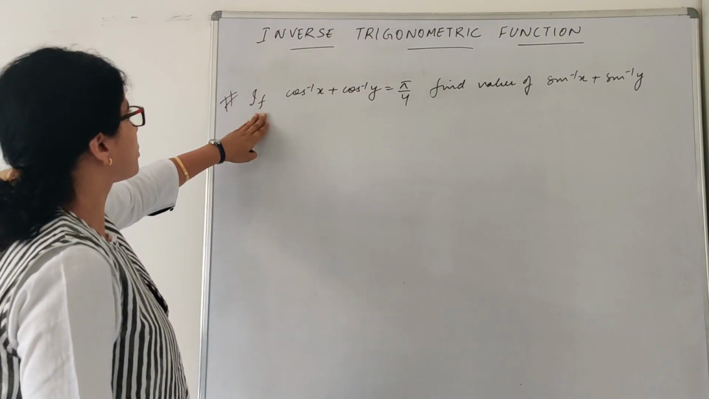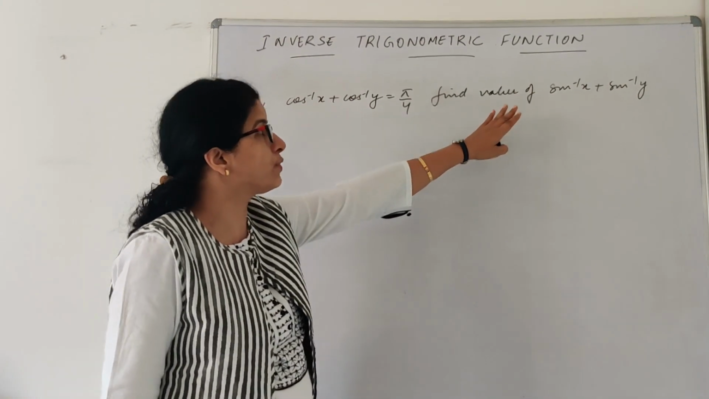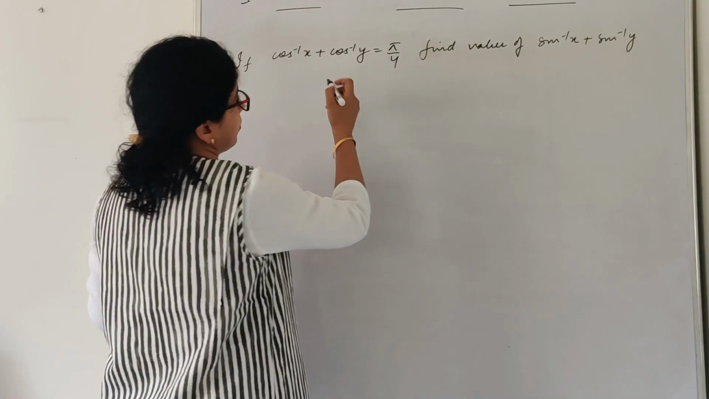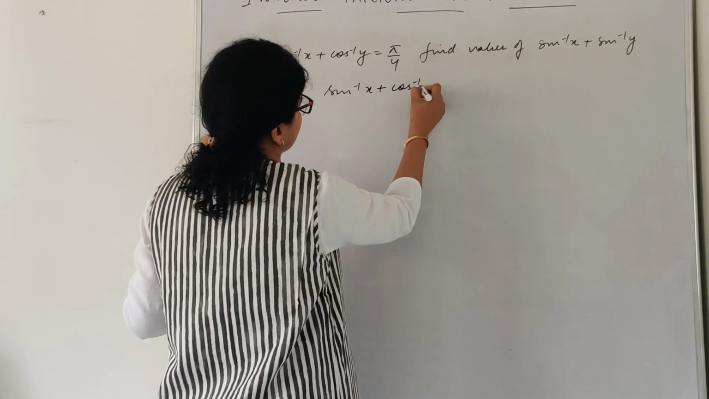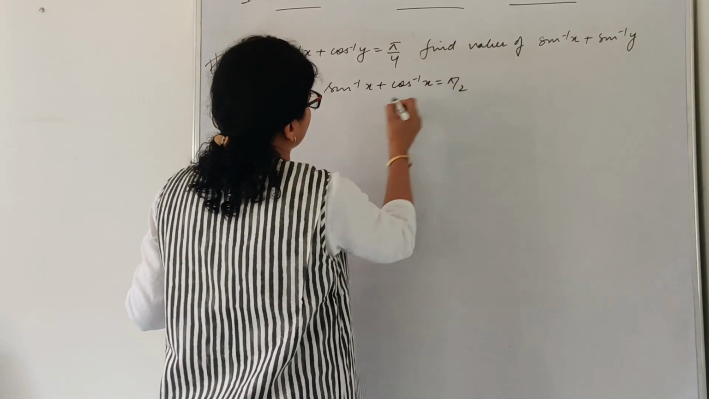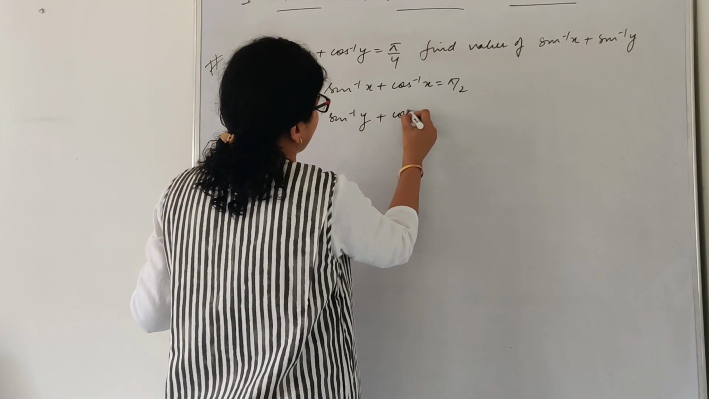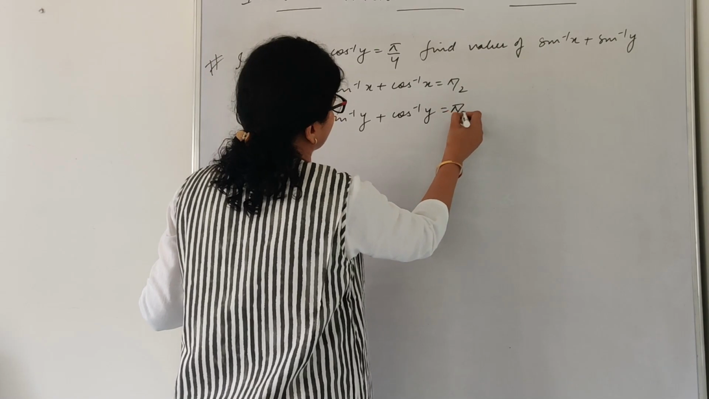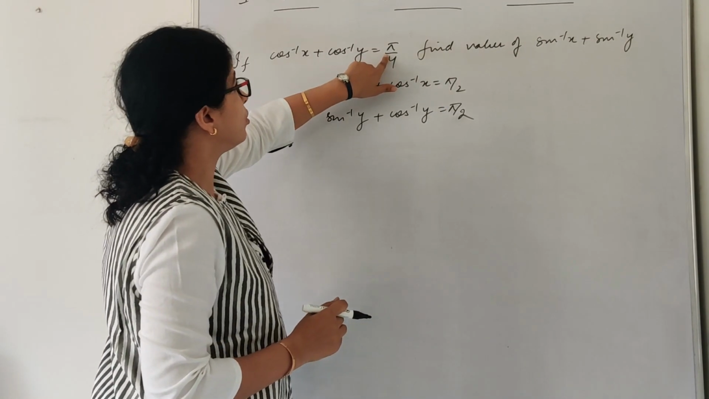Now my question is: if cos inverse x plus cos inverse y is equal to pi by 4, find the value of sin inverse x plus sin inverse y. We know that sin inverse x plus cos inverse x equals pi by 2, and sin inverse y plus cos inverse y equals pi by 2. So I have cos inverse x plus cos inverse y equal to pi by 4.